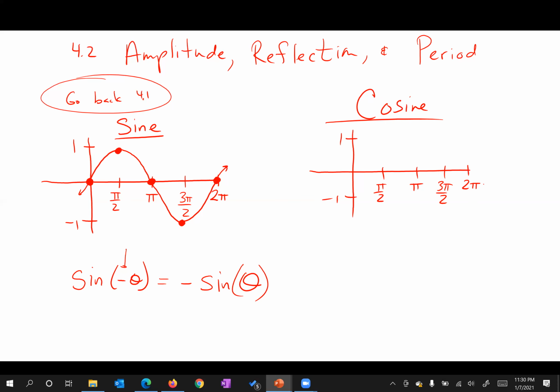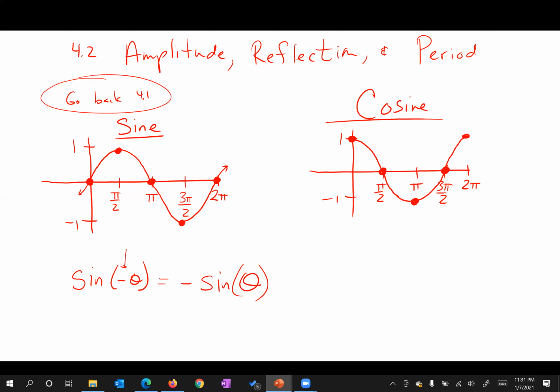Okay, the cosine curve. What are the critical points for the cosine curve? It is 0, 1, pi over 2, 0, pi, -1, 3 pi over 2, 0, and 2 pi. So there it is. It goes like this. And the cosine curve is called a valley because it just kind of goes down. You think of a valley there.